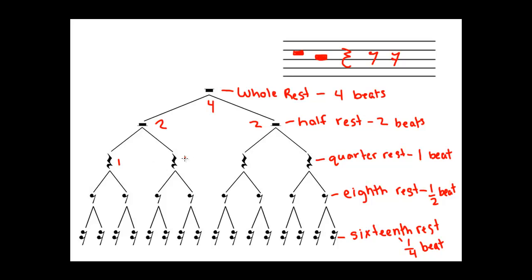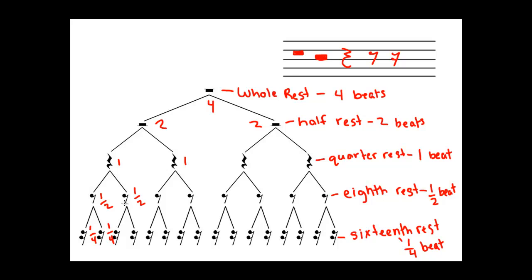2 quarter rests, each a beat, will equal 1 half rest. 2 8th rests, each at half a beat, equal 1 quarter rest. And 2 16th rests equal 1 8th rest at half a beat.